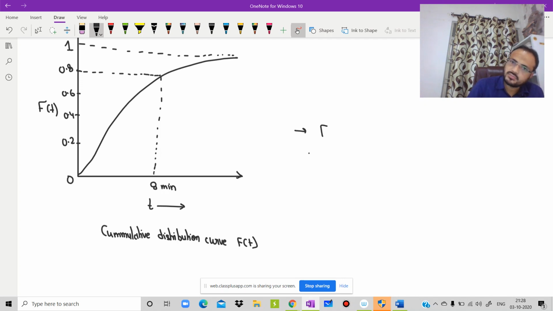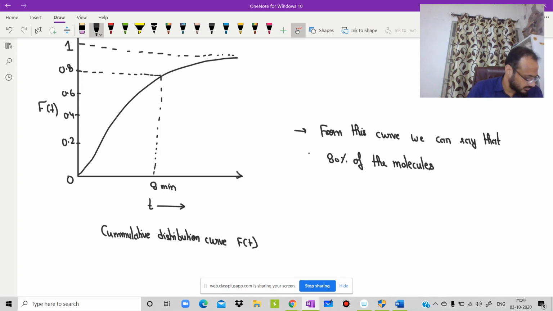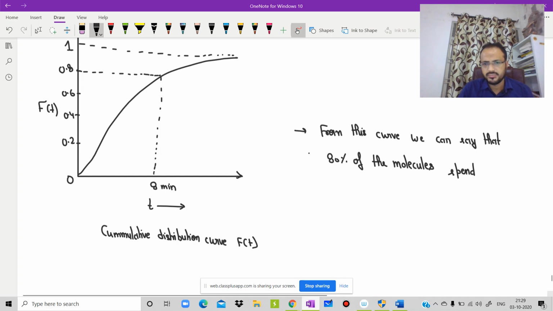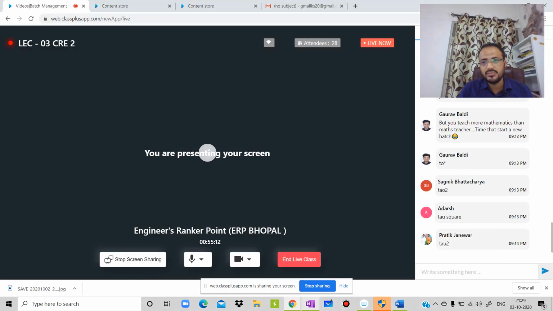From this curve, we can say that 80% of the molecules, because 0.8 means 80%, 80% of the molecules spend how many minutes? Please tell me with the help of the graph.